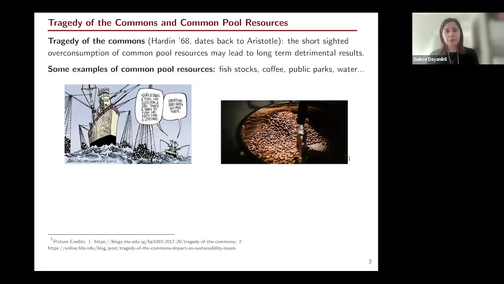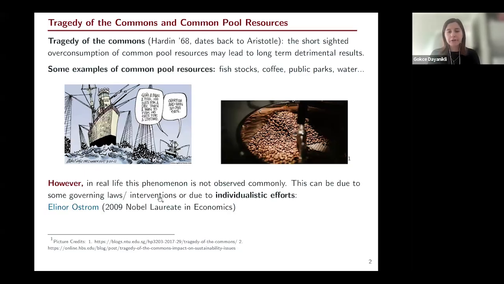So tragedy of the commons, for the people who may not be familiar with it, is the short-sighted overconsumption of common pool resources. This can be, for example, the fish stock, the coffee, or public parks, or underground water, that may lead to long-term detrimental results. The idea is that every individual is basically trying to maximize their own objective, and at the end they are over-consuming, and the stock is being depleted, and in the long term, actually, they don't have anything to consume. So in real life, actually, this phenomenon is not commonly observed.